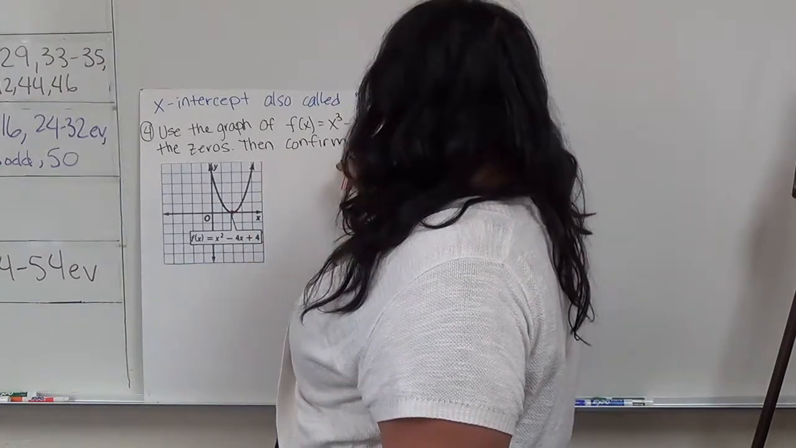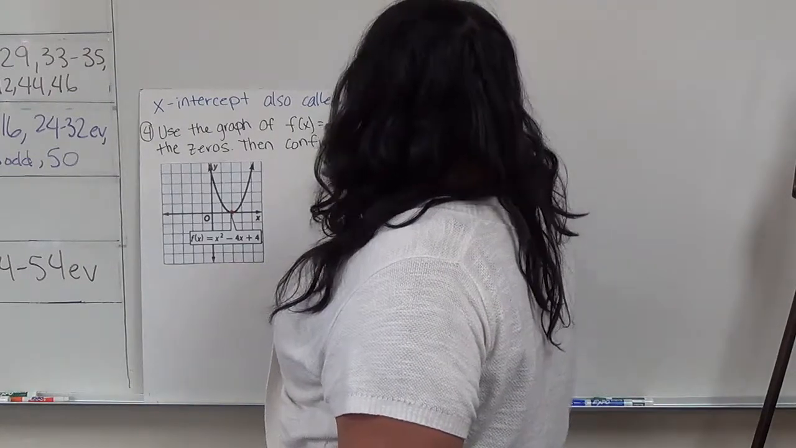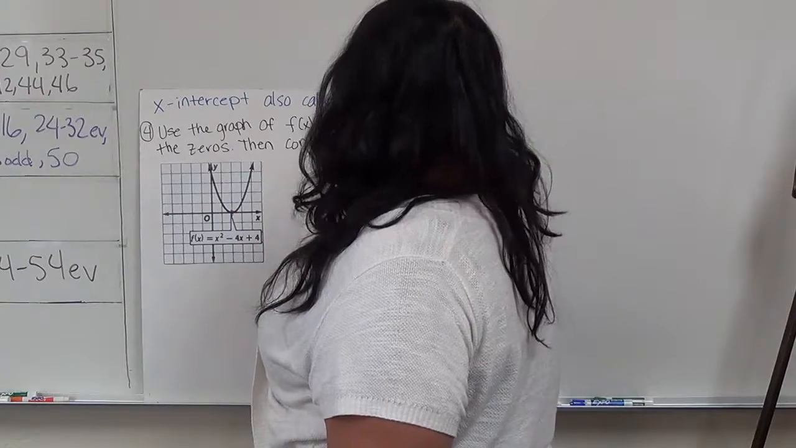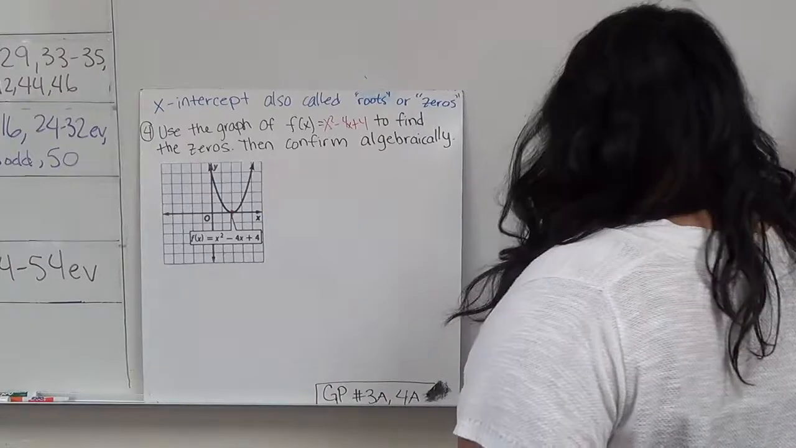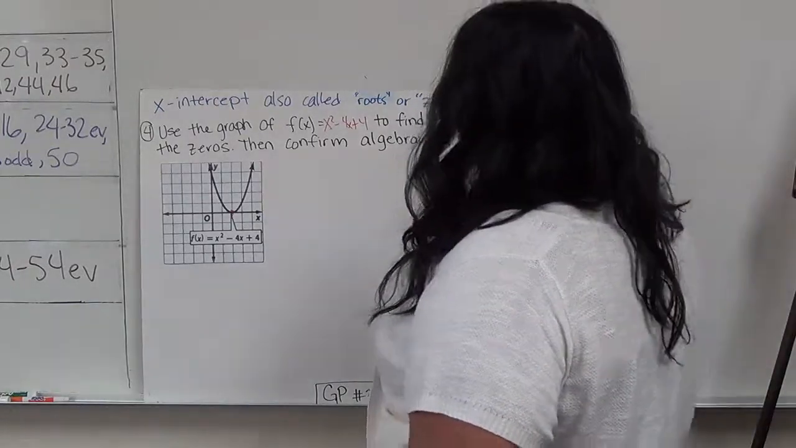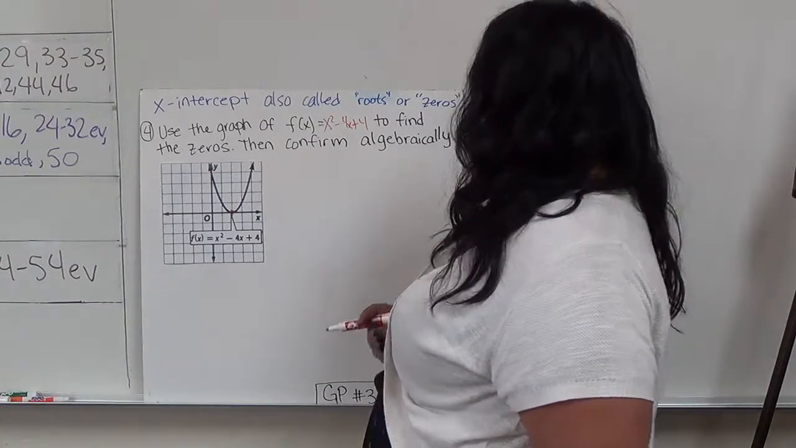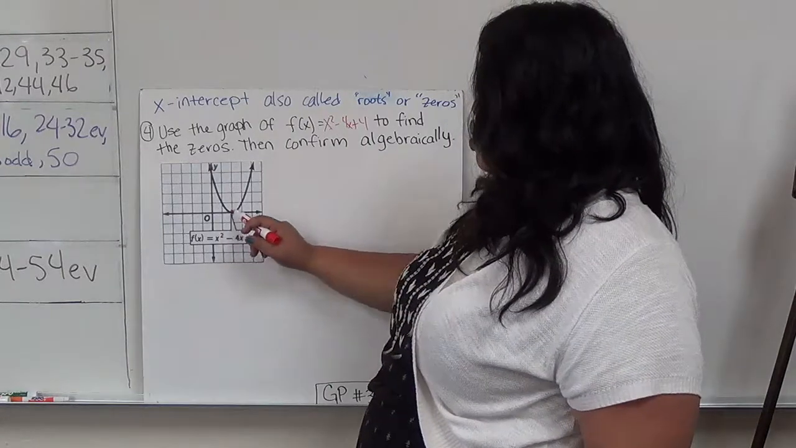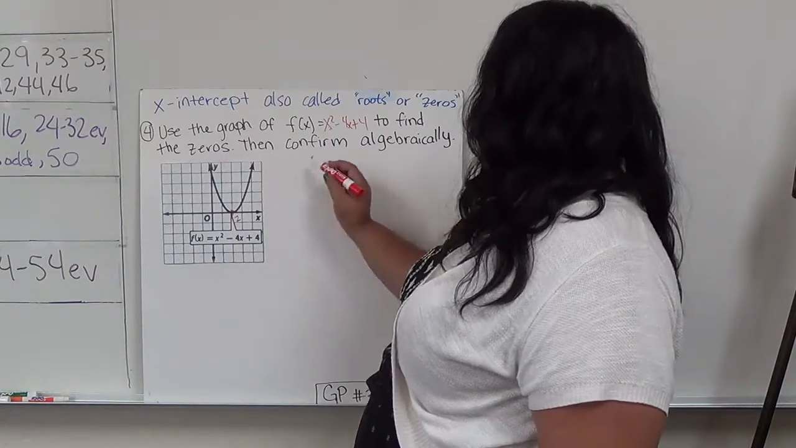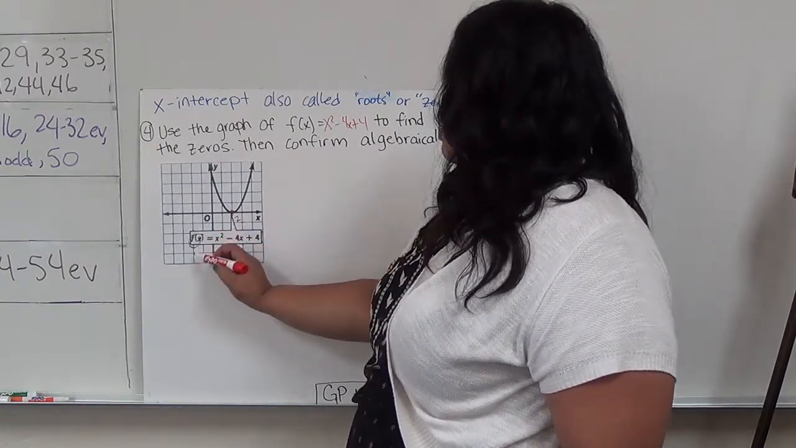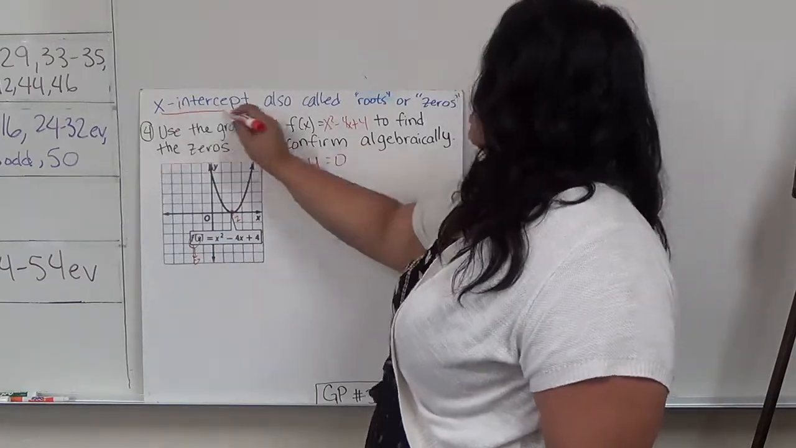So this is not the right equation. I don't know why they wrote it down, but here's the equation: x squared minus 4x plus 4, right? So it wants us to find the zeros, then confirm them algebraically. So I should have 1, 2. My x should be 2. So let's solve it algebraically. I'm going to replace this with 0. y equals 0 in order to find my x-intercept.